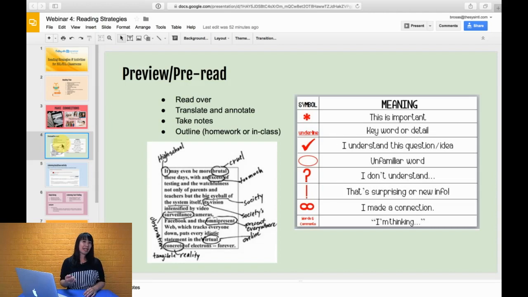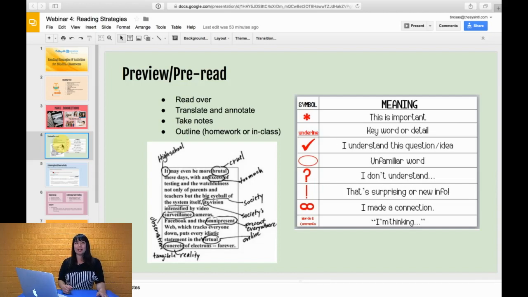They may translate, they may annotate, they may write notes in English, in their own language, draw pictures, whatever the case may be, but we do want them to have that first touch on the reading so that when the teacher is teaching it, they're not reading it for the first time. You can see here on the screen, you have a key with some different symbols you may want to use while annotating. That's a great idea.